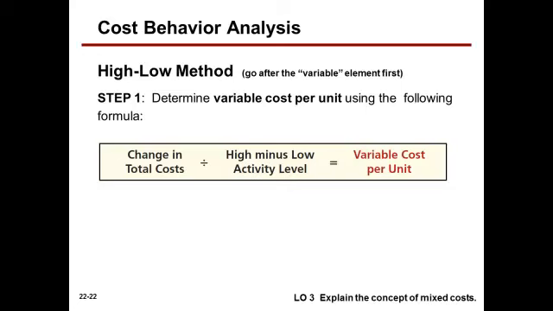Here's the formula. We should go after the variable cost element first. We determine that variable cost per unit using the following formula. A change in total costs from the high level versus the low level, divided by the high level of activity versus the low level of activity change, gives us our total variable cost per unit.